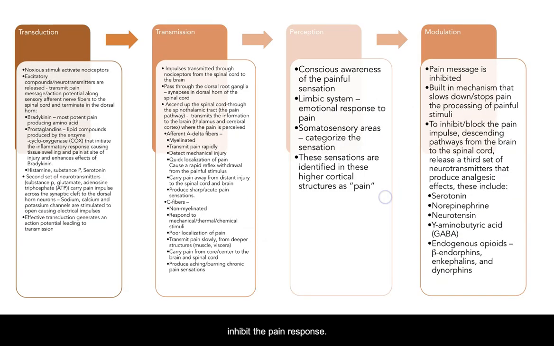inhibit the pain response. So this is basically what this table here shows. First is the transduction. Noxious stimuli activate the nociceptors, and then that releases bradykinin, substance P, prostaglandin, histamine. These transmit the pain sensation to the brain, and the brain perceives the pain signal through conscious awareness of the painful sensation, and the limbic system, which has the emotional response to the pain, and somatosensory areas which categorize the sensation and say, okay, this is pain, right?